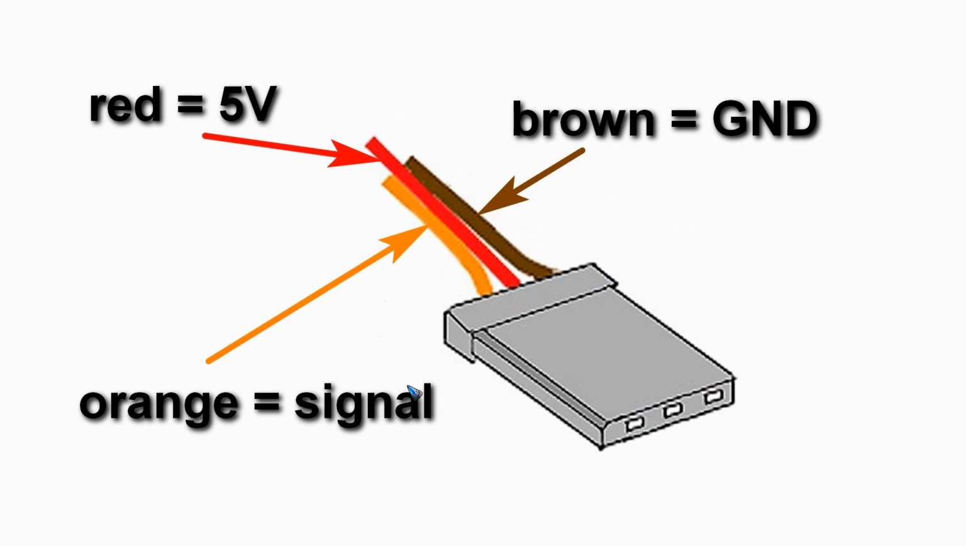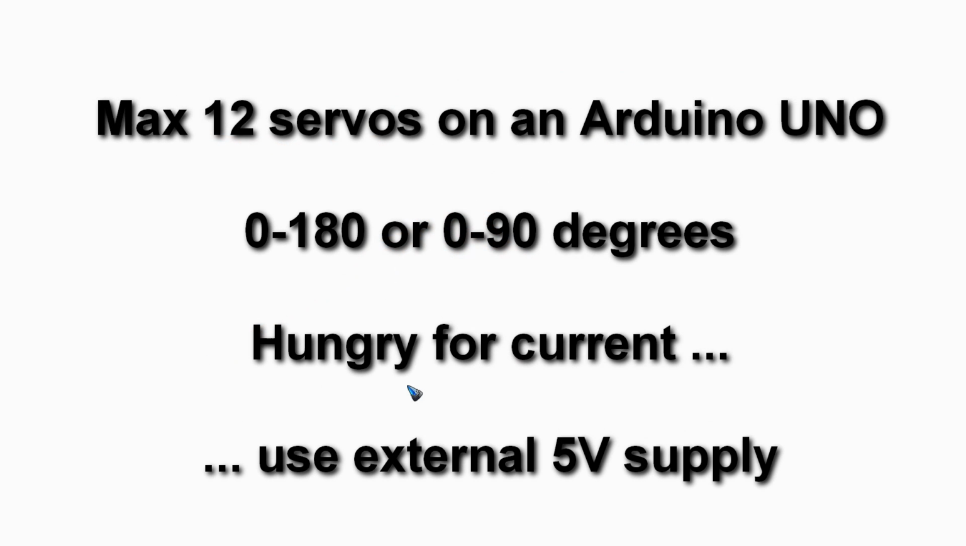The connection is like this. The red wire goes to the 5 volt. The brown is the ground, and the orange wire is our signal that is connected to one of the Arduino pins. Take care though, the motors can be quite hungry for current, even these tiny ones. So you can put one or maybe two of those directly on an Arduino 5 volt. But if you have more than one or two motors to operate, then please use an external 5 volt power supply to power them. A maximum of 12 servos can be connected to one Arduino, and usually these motors have an angle range of 0 to 180, or there are also types that go to 90 degrees. So take care when you buy one that you have the one that you need for your application.